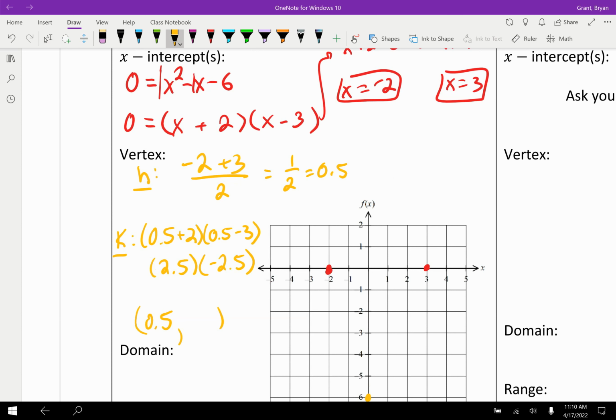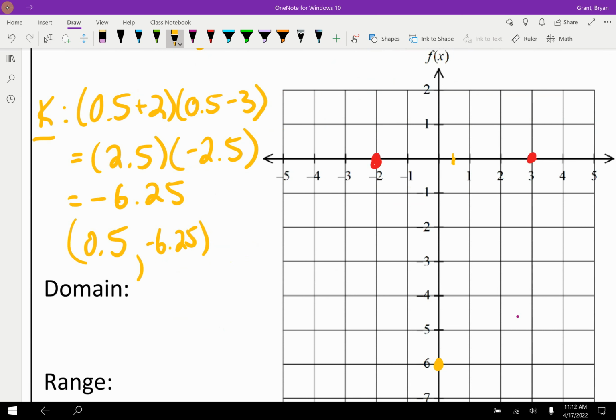Now, be careful. You might think 2.5 times 2.5 is 5. It's not. 2.5 times 2 is 5. This one ends up being -6.25, I think, if you do the math, but you should double check me on that. I think 2.5 squared is 6.25. Move the decimal twice. Okay, so let's go ahead and plot this vertex.